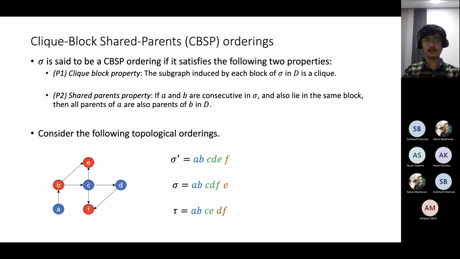Right. So we will use the CBSP ordering in the main proof of a lower bound, and it is defined in the following way, which I just described.